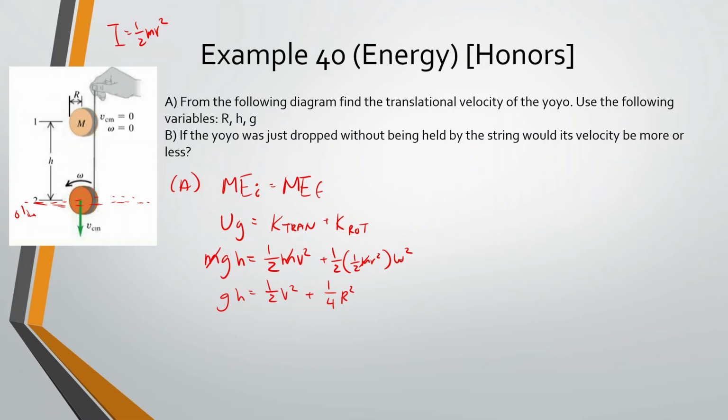And since we're not looking for omega, we're looking for v, I'm going to change omega from our last problem to be v squared over r squared. You can see this r cancels out when we do that. So now what we have is gh equal to 3/4 v squared. So now we could do 4/3 gh equal to, and the square root of this equal to v. Boom.